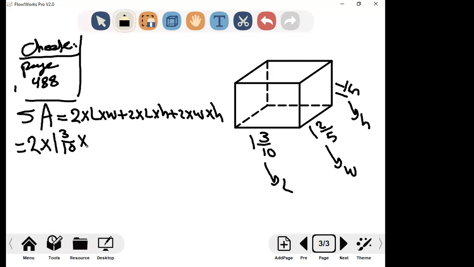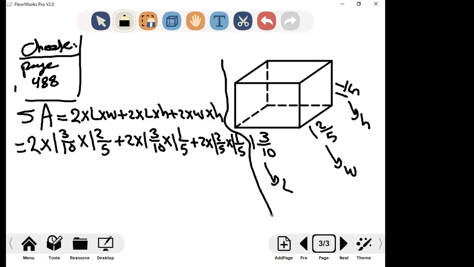Multiply width 1 and 2 over 5, plus 2 multiply, I'm in the second part, length 1 and 3 over 10, height 1 and 1 over 5, plus the third part, 2 multiply the width 1 and 2 over 5 multiply the height 1 and 1 over 5. Okay, right? Multiply. Use your calculator and multiply these numbers. I'll use my calculator to multiply.